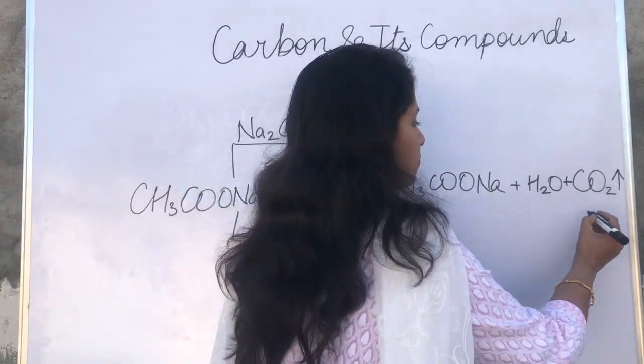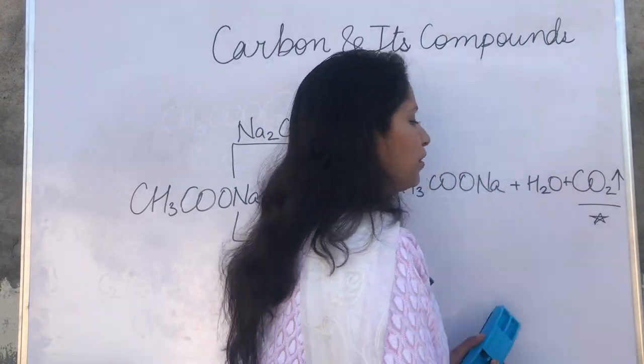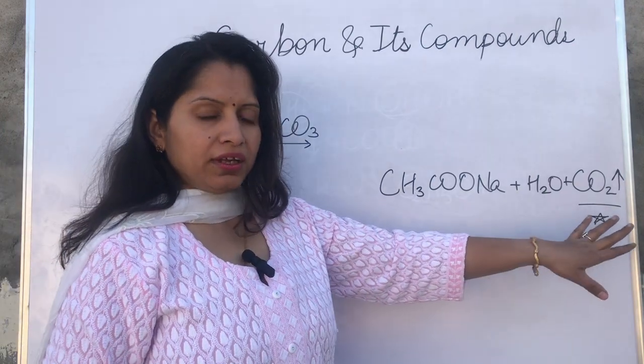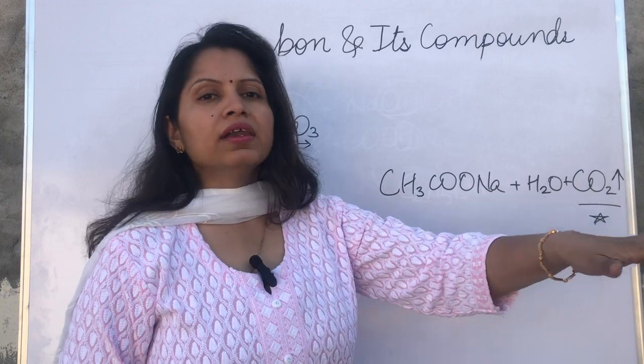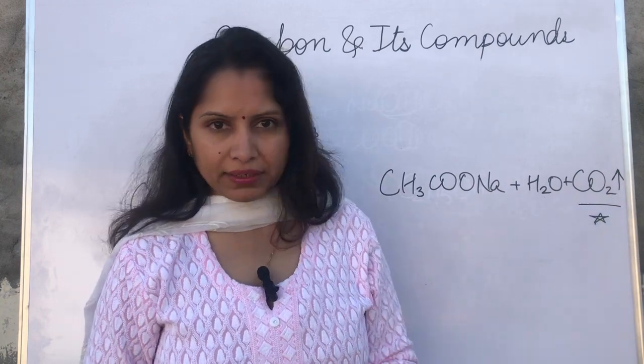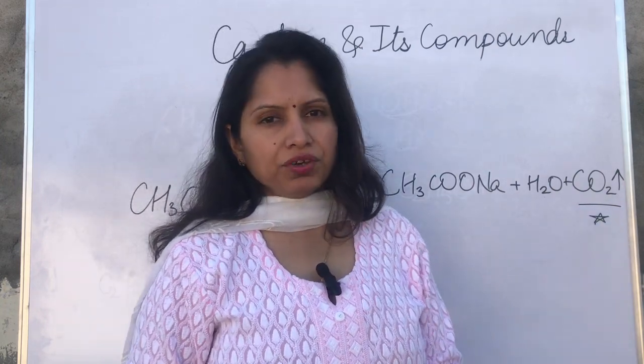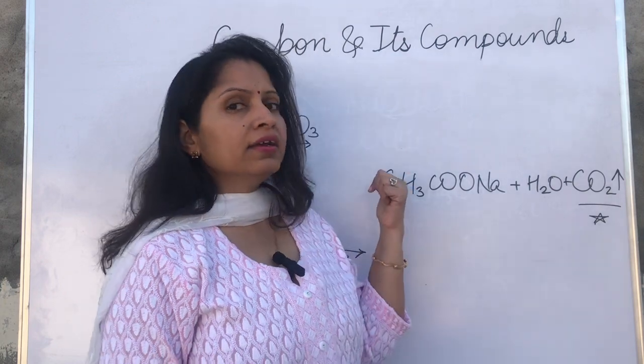Now this is very important. Since carbon dioxide gas will be liberated, we can find it out by passing the gas through lime water, and that lime water will turn milky. So by that way we can differentiate between alcohol and acetic acid.